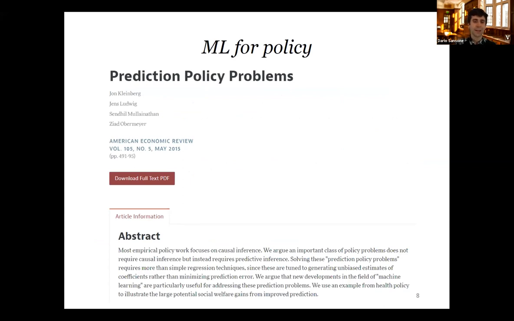So as I said, in this talk, I will focus mainly on using machine learning to solve policy issues that require obtaining accurate predictions. And I think this short paper written in 2015 in the Papers and Proceedings of the American Economic Association really makes a good case for why this is important and gives a lot of other useful examples.